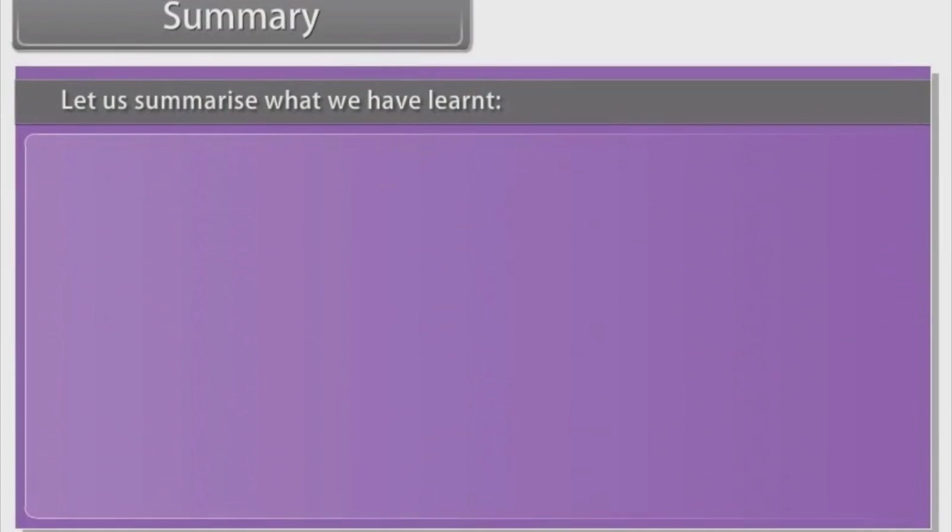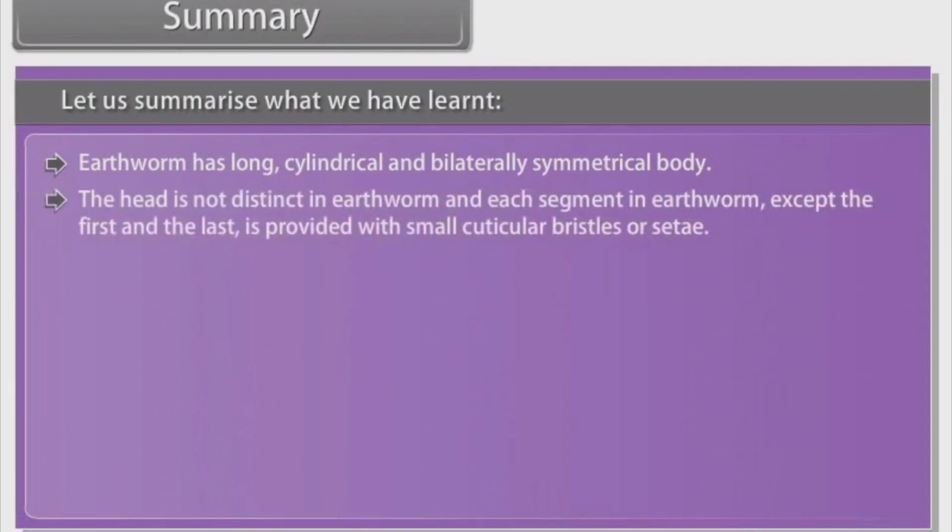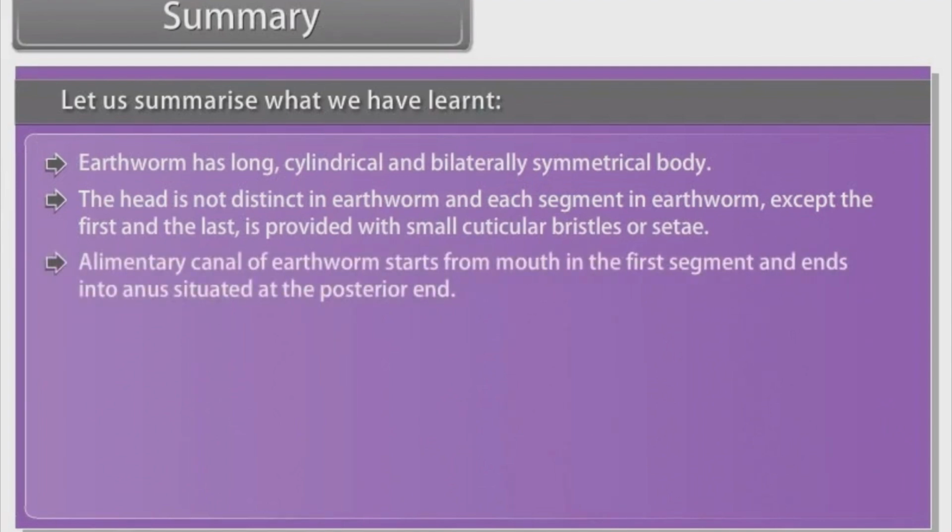Summary. Let us summarize what we have learnt. Earthworm has a long, cylindrical and bilaterally symmetrical body. The head is not distinct in earthworm, and each segment, except the first and the last, is provided with small cuticular bristles or setae. The alimentary canal of earthworm starts from the mouth in the first segment and ends in the anus situated at the posterior end. Earthworm has a closed circulatory system.